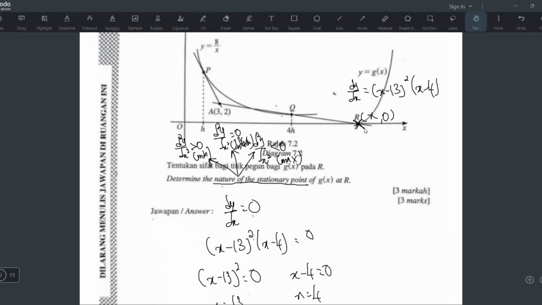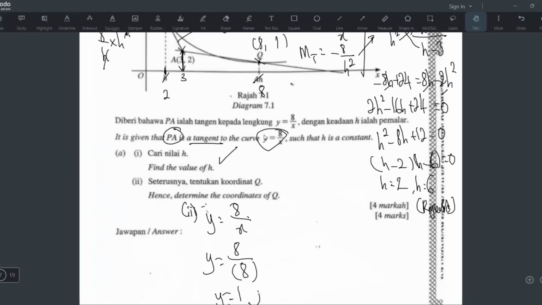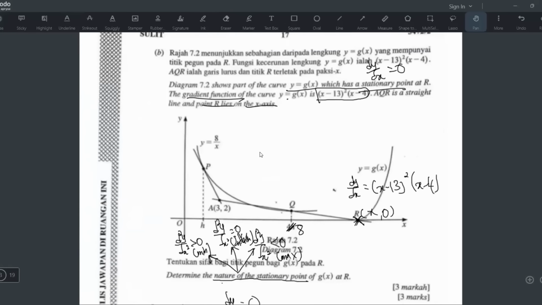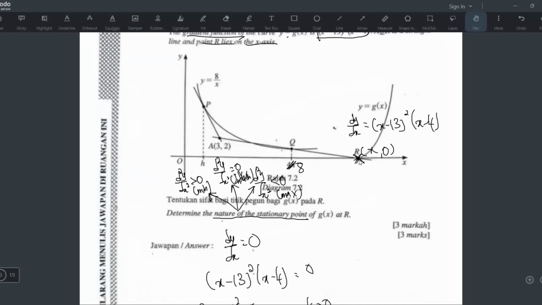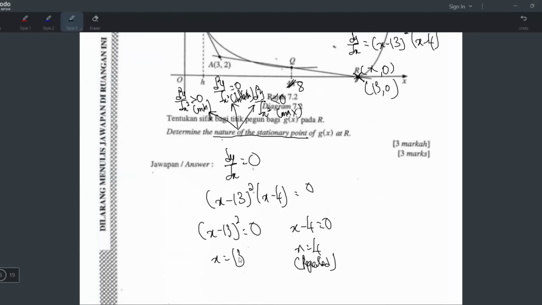But it can't have two answers, right? So I have to reject one. So which one to reject? Okay, I remember here is 8 just now, because of here, right? And I told you it's the same diagram, so you can transfer information. So if this is 8, then this has to be even bigger than 8. So I think I know which one to reject. 4 is not logical, right? So reject this, and now this is 13, because this is the only answer that makes sense. 13, 0, point R. Okay, now we already know our turning point is (13, 0).